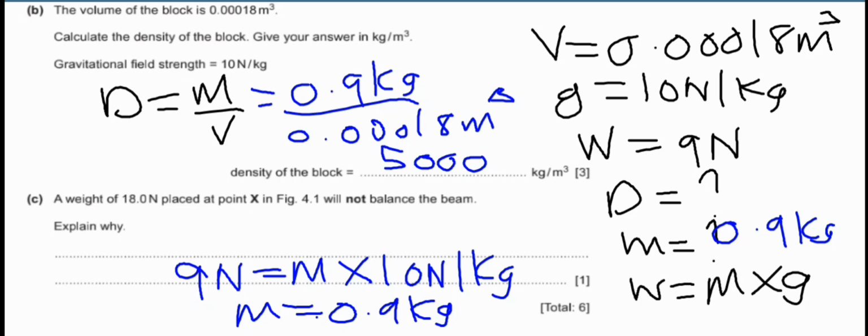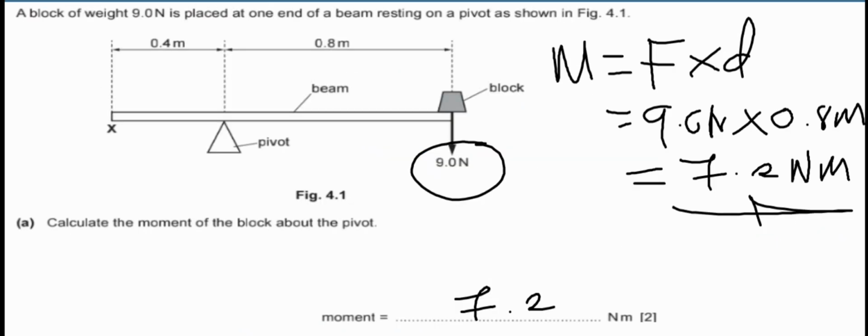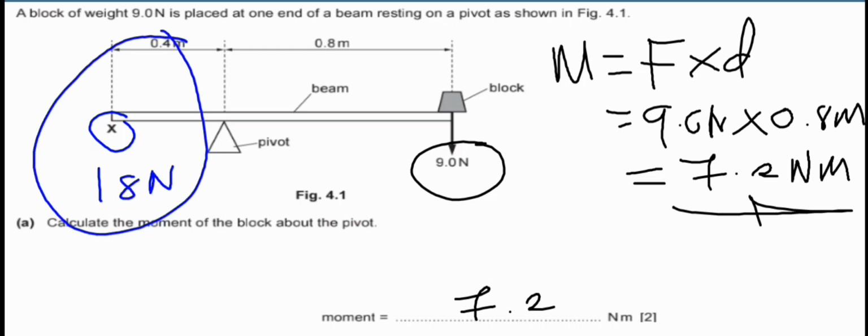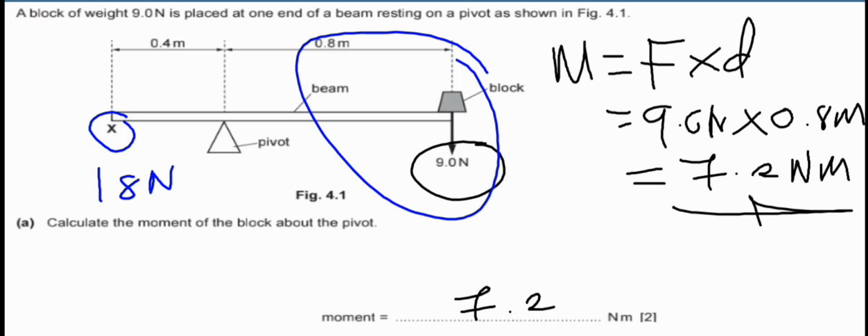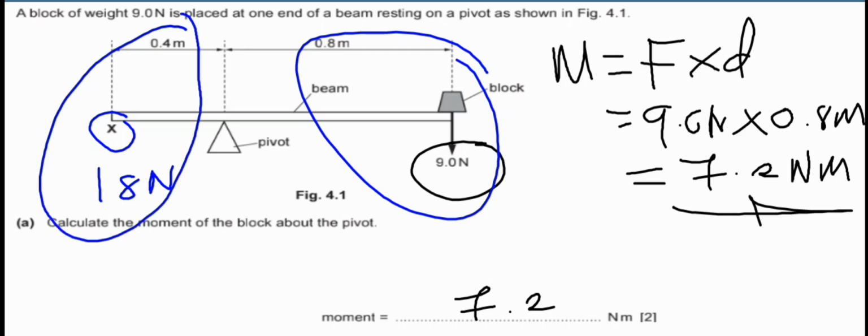Now the last one, which is C. It is saying a weight of 18.0 newtons placed at point X in figure 4.1 will not balance the beam. Explain why. 1 mark. So let's see. If at point X here, we place 18 newtons, is this side, which is the clockwise moment, going to balance with the anticlockwise? So let's see. The moment for anticlockwise here is 7.2 newton meter. So let's try to find out the moment of the force on the clockwise.